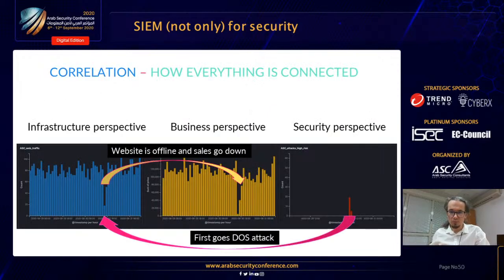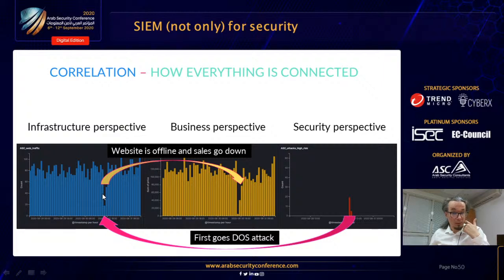And here is an example of maybe not the prettiest correlation, but really effective. So we have the security perspective, the business perspective, and the infrastructure perspective. And the security perspective has the visualization of high-risk attacks. And we can see that there was such a case, and it was a denial of service attack. And this denial of service hit some sort of webs within the company, and the web traffic went down.